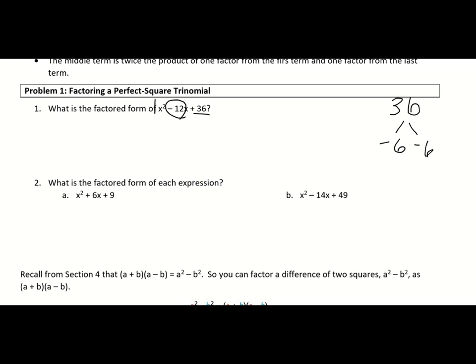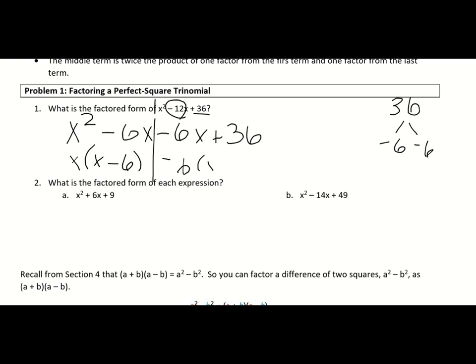Once I have my two numbers, I'm going to rewrite my trinomial as 4 terms, replacing the 12x with minus 6x minus 6x. And then I'm going to break these 4 terms into 2 binomials. I'm going to factor each one using the GCF method. So on the left, I'm going to factor out an x and be left with x minus 6. On the right, I'm going to factor out a negative 6 and be left with x minus 6. What we got on the inside matches, which remember is what we want to happen. So my first binomial is x minus 6.